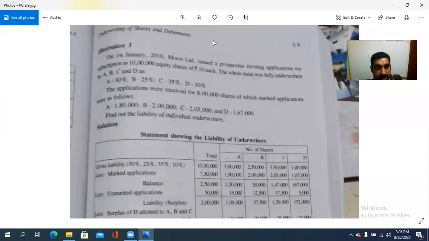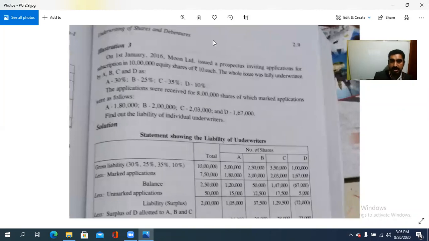This is the problem where on 1st January 2016, Mood Limited issued a prospectus inviting applications for the subscription of 10 lakh equity shares of ₹10 each. The whole issue was fully underwritten by A, B, C, and D as 30%, 25%, 35%, and 10%, total 100%. Applications were received for 8 lakh shares, of which the marked applications were as follows: 1 lakh 80,000, 2 lakh, 2 lakh 3,000, and 1 lakh 67,000. Find out the liability of the individual underwriters. A, B, C, and D are the individual underwriters. We need to calculate their net liability.